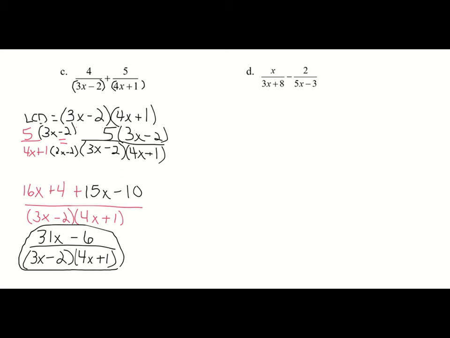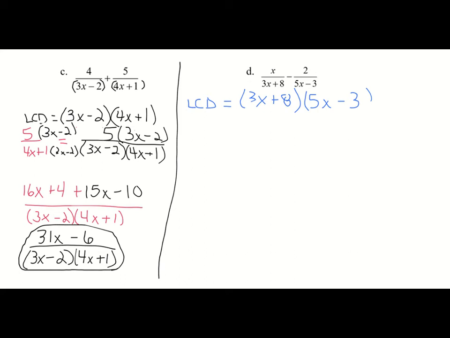All right, now if we look at D, again, it's going to be very similar to C because my common denominator here is going to be 3x plus 8 times 5x minus 3 because I can't do any factoring of either. So my LCD is 3x plus 8 times 5x minus 3.